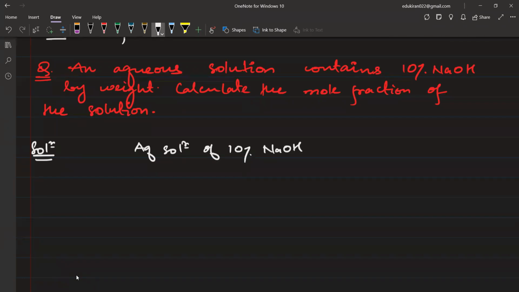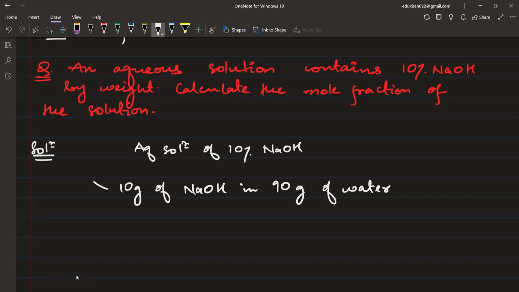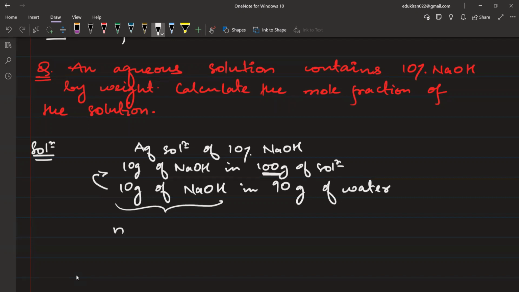NaOH. That means here I can completely write that we have 10 gram of NaOH in 90 gram of water. Is that right? Yes or no? Please tell me. Before this, there may be a statement that you should remember: 10 gram of NaOH in 100 gram of solution, right? In 100 gram of solution, we have 10 gram of NaOH. That means 90 gram will be of water. So the water is my solvent. This is my solute. That means nB, and you will calculate the nA. Please calculate and tell me what is the answer of nB and nA.